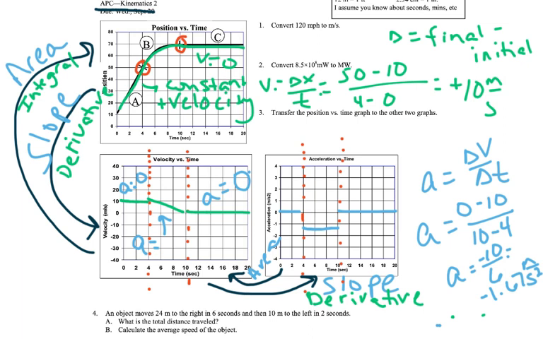You want to avoid trying to go from this graph over here. Too confusing, too difficult. Always go from the position versus time graph to the velocity versus time graph, and then the velocity versus time graph to the acceleration versus time graph to avoid any mistakes.